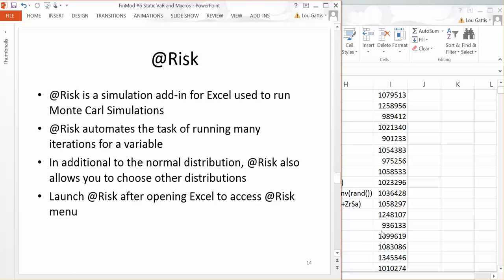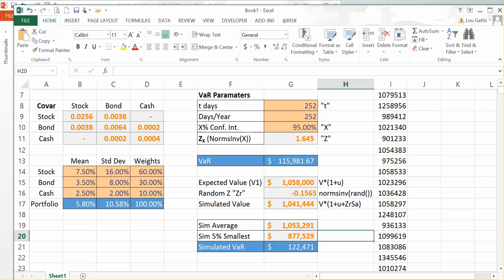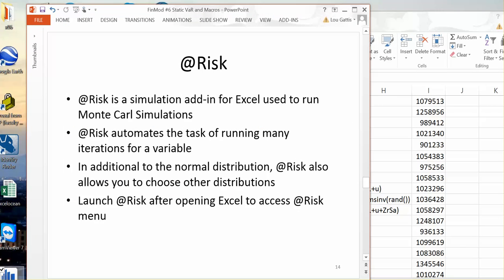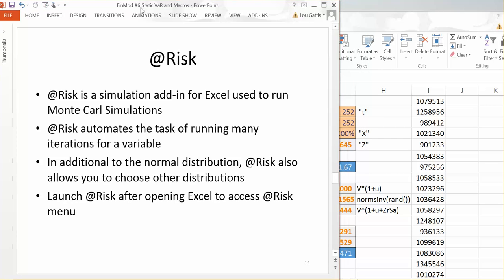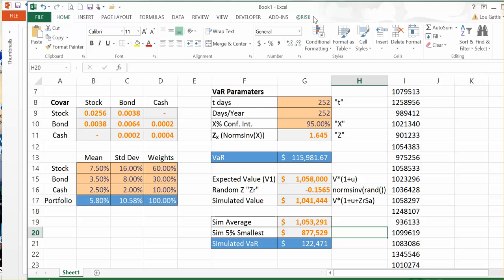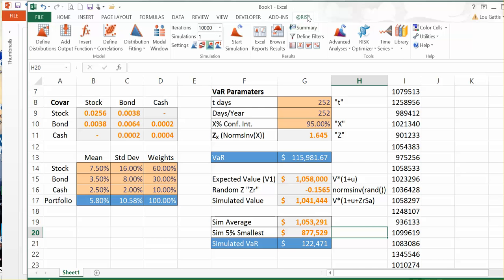What you do is, once you have Excel open, you go Launch @RISK from your desktop. When you do that and hit OK, you'll notice that @RISK pops up as a menu. So this is my @RISK add-in.